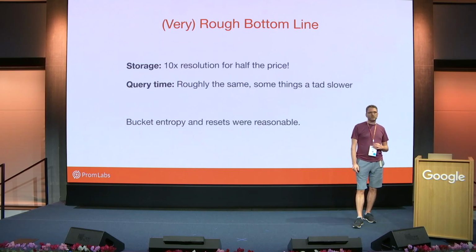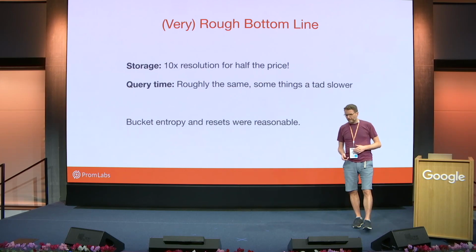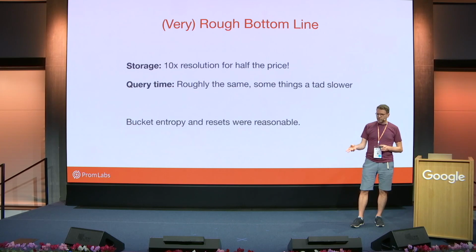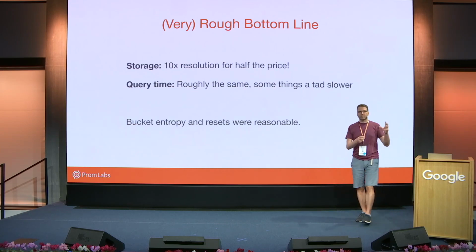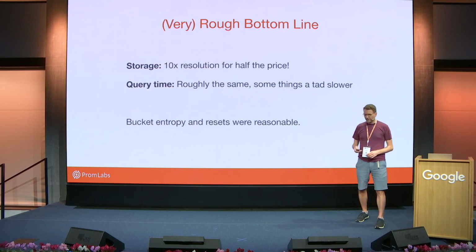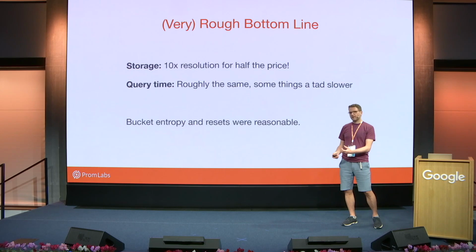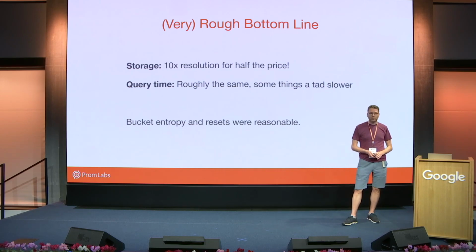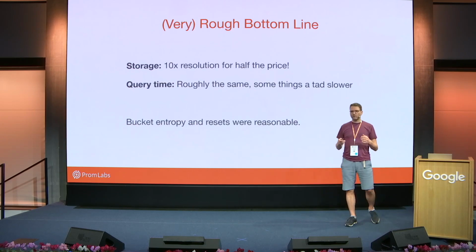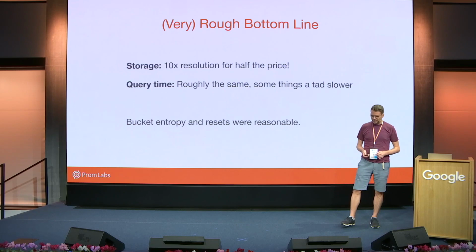Query times didn't change much, roughly the same. Some things take a tad longer by their nature. For example, if you're only interested in the count field, it's a little bit cheaper with the old model because it's just a single time series that's already there. With the new one, you have to decode the entire histogram first and get the count out of there. And he also noticed that the bucket entropy and the required resets were reasonable. That means the histogram didn't have to be reset every couple of seconds.